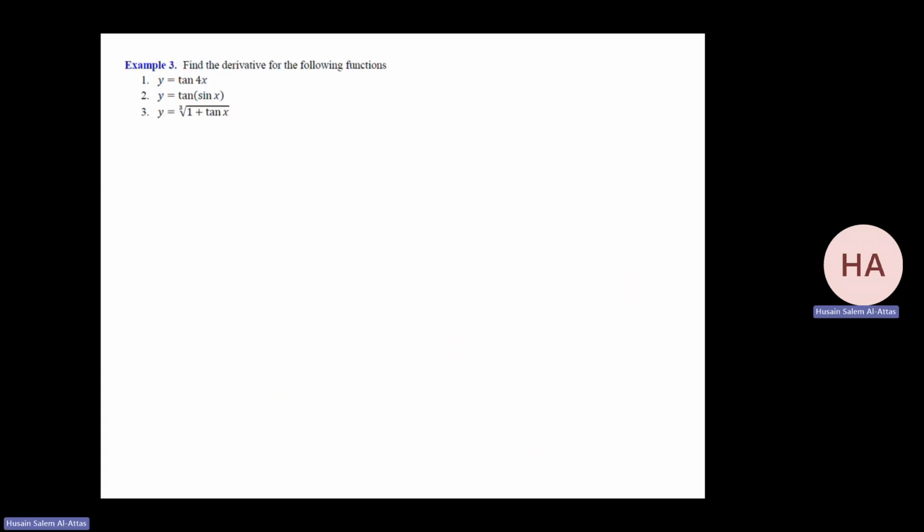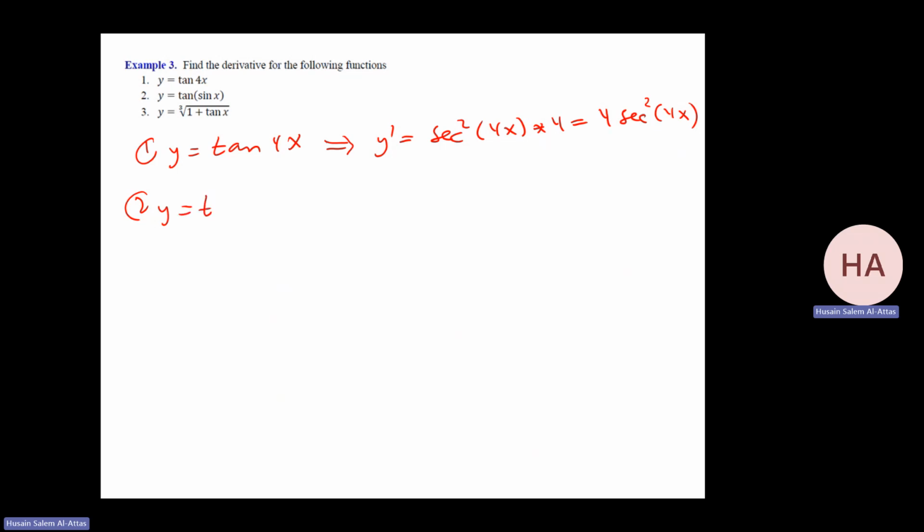More problems. 1. y equals tan 4x. Tan of u. So y prime will be secant squared of u times the derivative of u. So it will be 4 secant squared of 4x. 2. y equals tan of sine x. So this is my u. So y prime will be secant squared of sine x times the derivative of u, which is cosine x. That will be the answer.